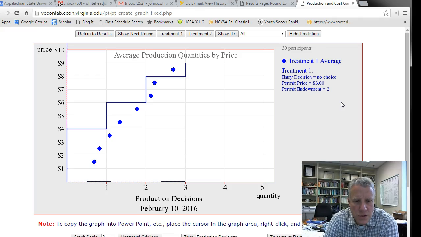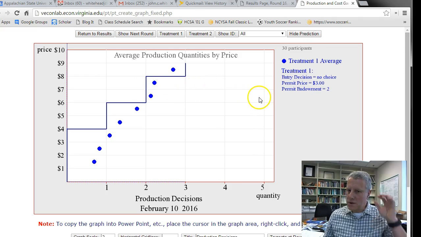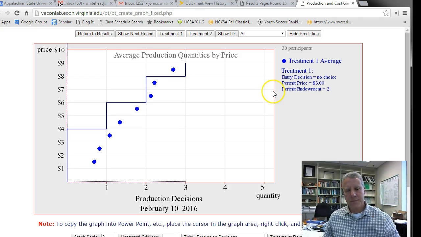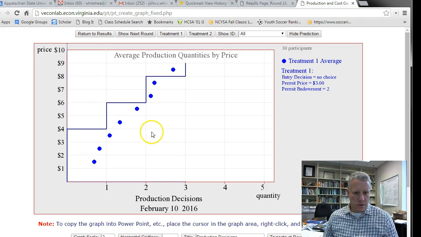When you were allocated 2 allowances for free, the key to making the most money is to recognize that each of those had an opportunity cost that you could sell them on the market for $3. So we see a lot of dots here. These are your decisions as the price goes up. The bold line is the prediction. So take a look at when the price is $3.50.